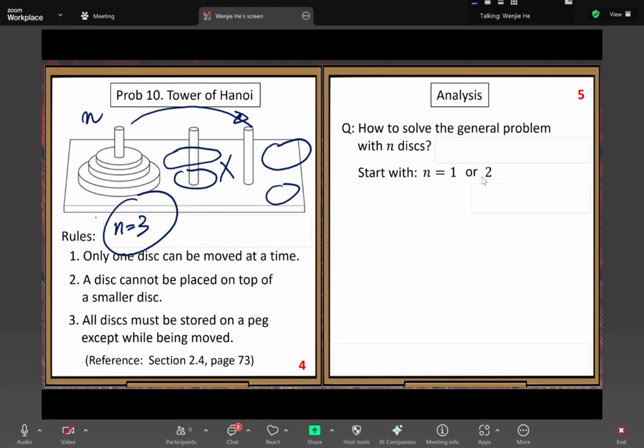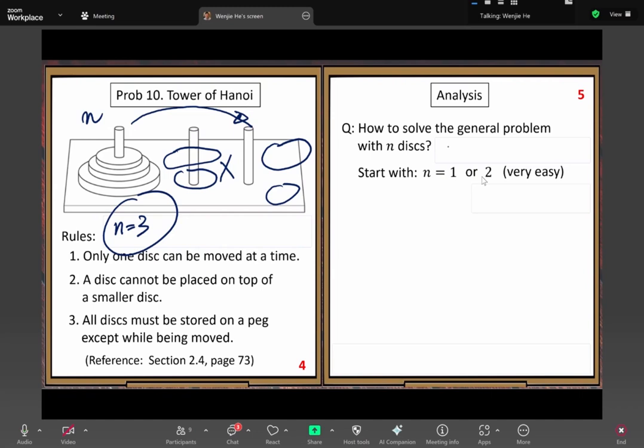Because we have 3 pegs, you have plenty of places. You can put the top disk temporarily somewhere. So these 2 cases are very easy. So we can treat them as solved problems.